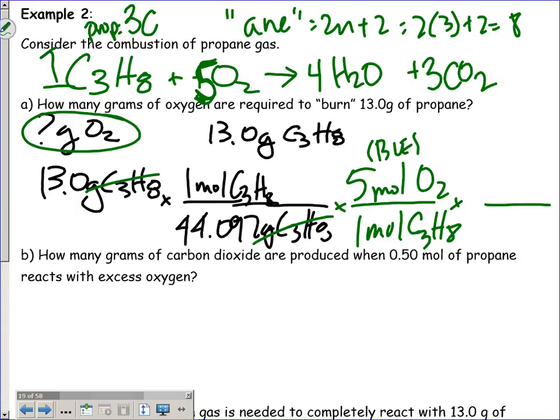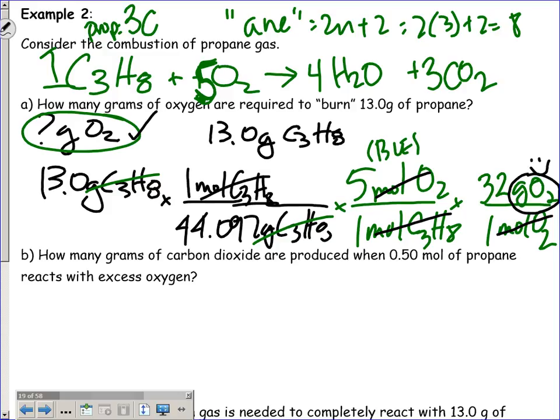Moles to grams. So you still use, just like we used to, 1 mole of oxygen. Its mass is oxygen plus oxygen, which is 16 plus 16, so 32 grams of oxygen per 1 mole of oxygen. Since our moles of propane cancel, top and bottom, and moles of oxygen cancel, top and bottom, we're left with grams of oxygen, which is our final answer that we wanted anyhow.